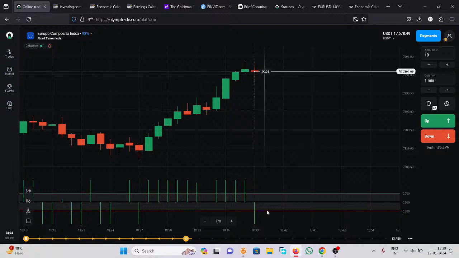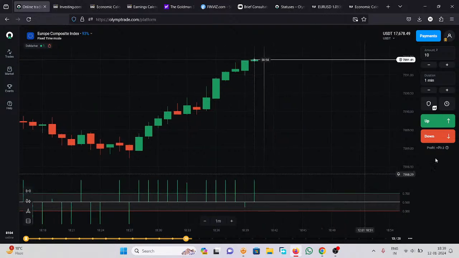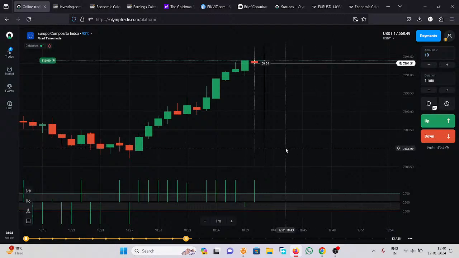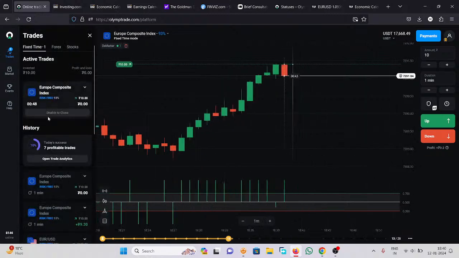So the DeMarker indicator basically provides you some kind of trending, like when the trend is going to continue in the upper situation and when we see the trend is going to change. However, whenever you open the trade, please remember, you need to open the trade right after the signal. Right after the signal.